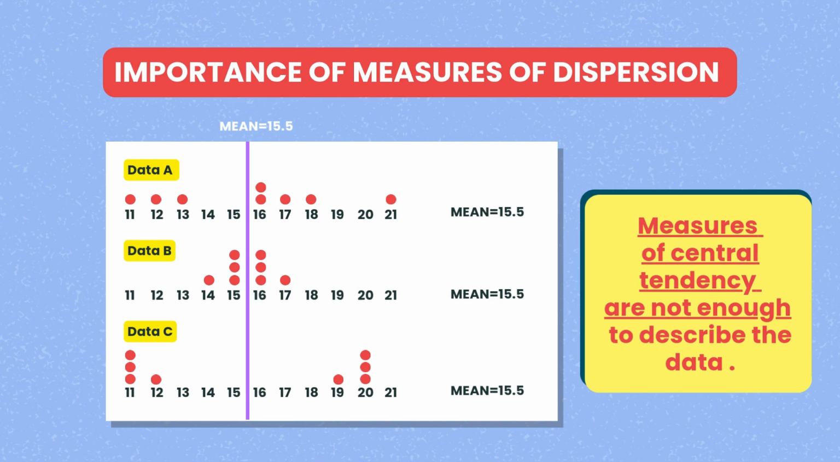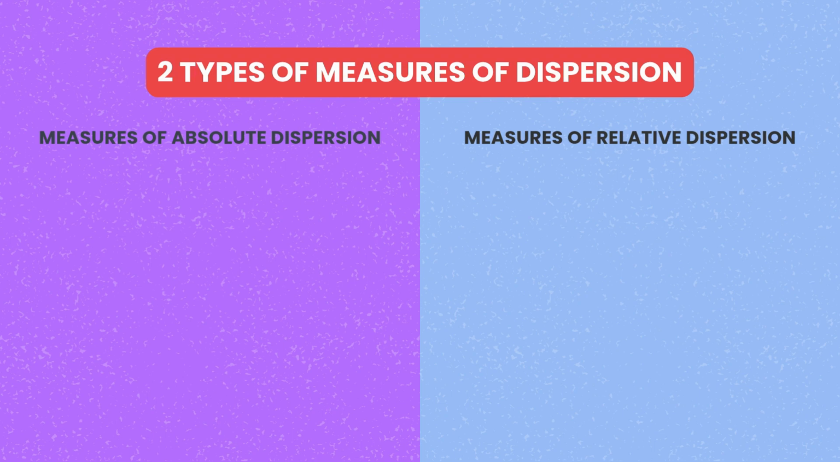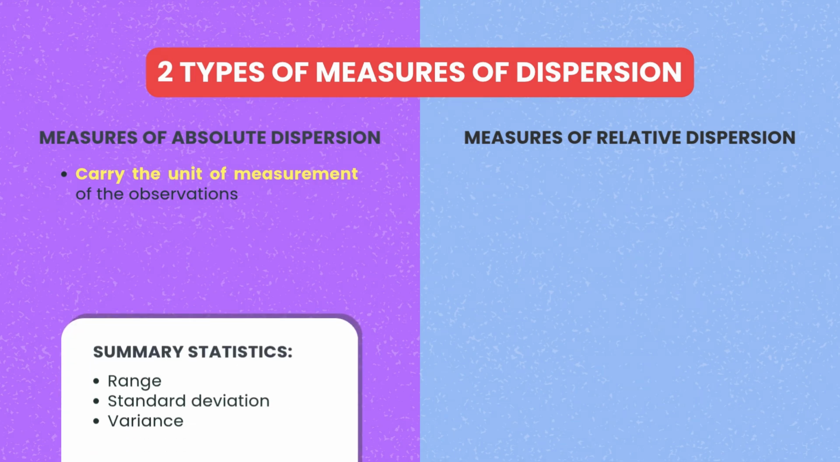Let us start with the 2 types of measures of dispersion: the measures of absolute dispersion and the measures of relative dispersion. The measures of absolute dispersion carry the unit of measurement of the observations just like the mean. The most common summary measures are the range and the standard deviation.